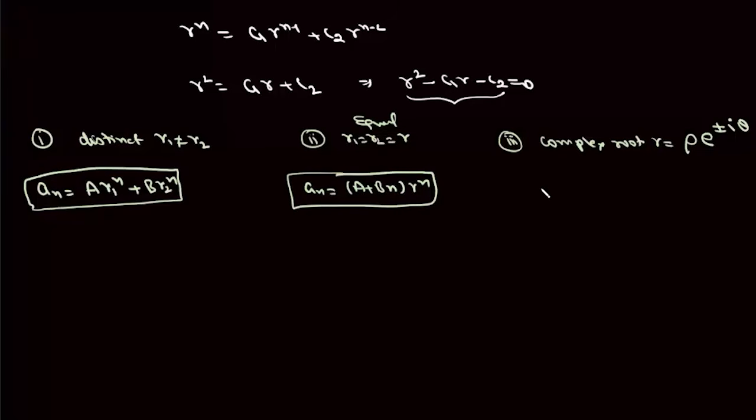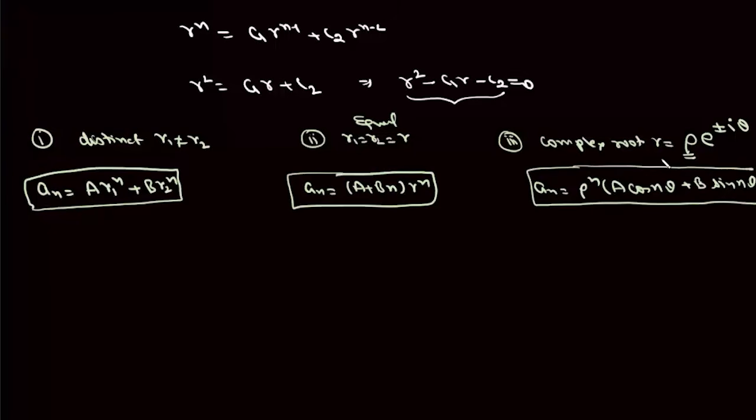And if the roots are complex, in that case this a_n will be given by this modulus rho to the power n into (A cos n theta plus B sin n theta). And if we are given the first few terms, then we can calculate these constants A and B. So for linear homogeneous equations with constant coefficients, this is the way to solve it. If it is second order, you'll get a quadratic. If it is order 3, you'll get a cubic equation. So let us take up an example.